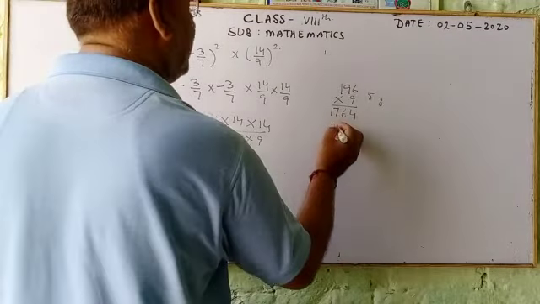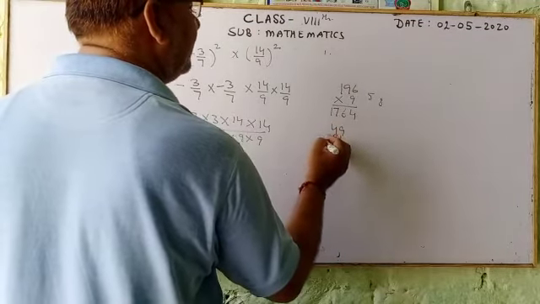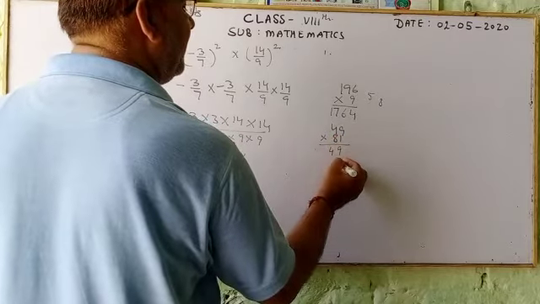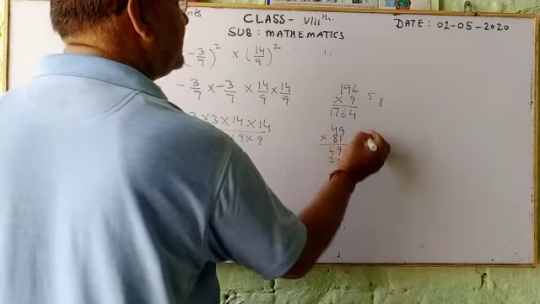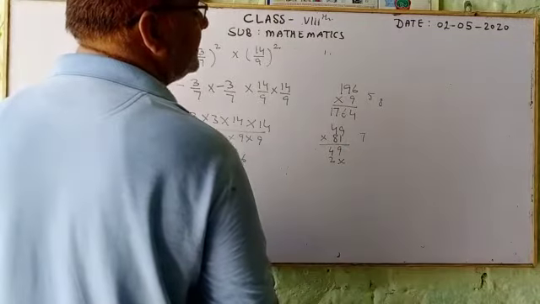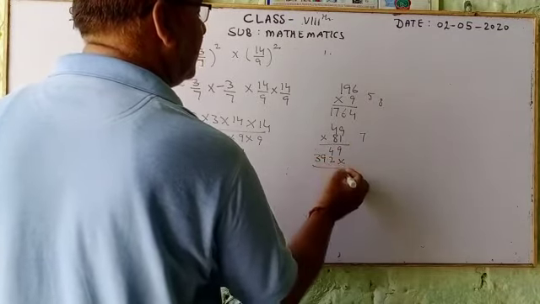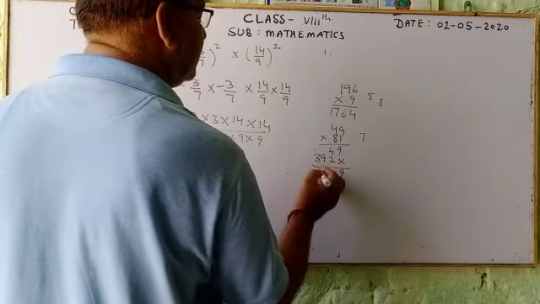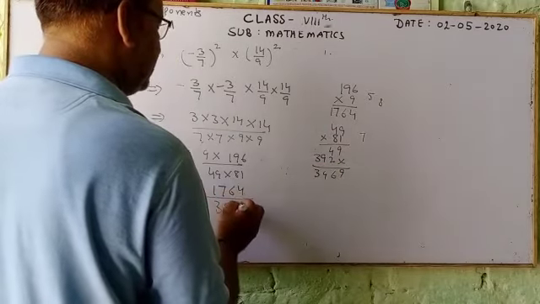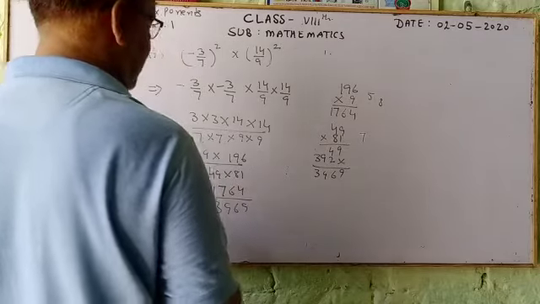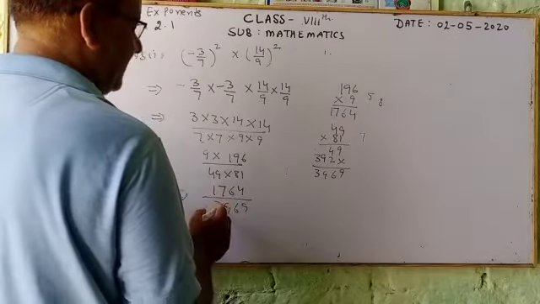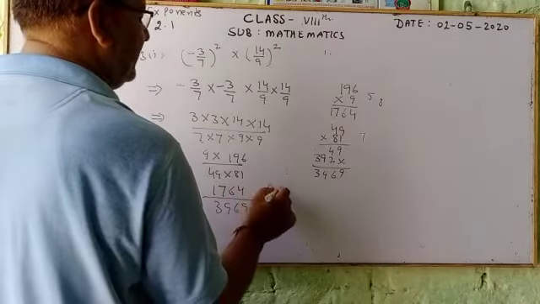And 49 multiplied by 81, we get 9 9s are 81, 8 4s are 32, and so on. So we get the answer 3969. So 1764 upon 3969 is the required answer.